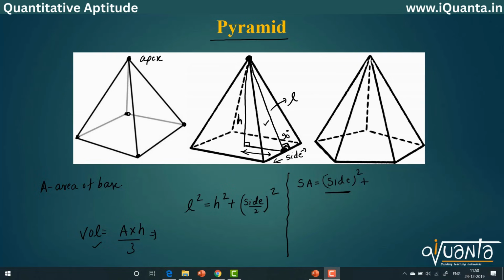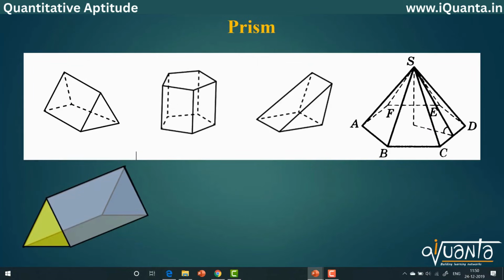Now since we are talking about the surface area, that means we'll have to find out the area of these triangular faces of the pyramid. So they will be equal to 4 times the area of one triangular face, which will be equal to half base, which is nothing but the side, into height. We'll be considering the slant height in this case, so L. That is how you can find out the surface area of a pyramid. So I hope this is clear. We'll move on to the next and the last important solid figure, which is prism.